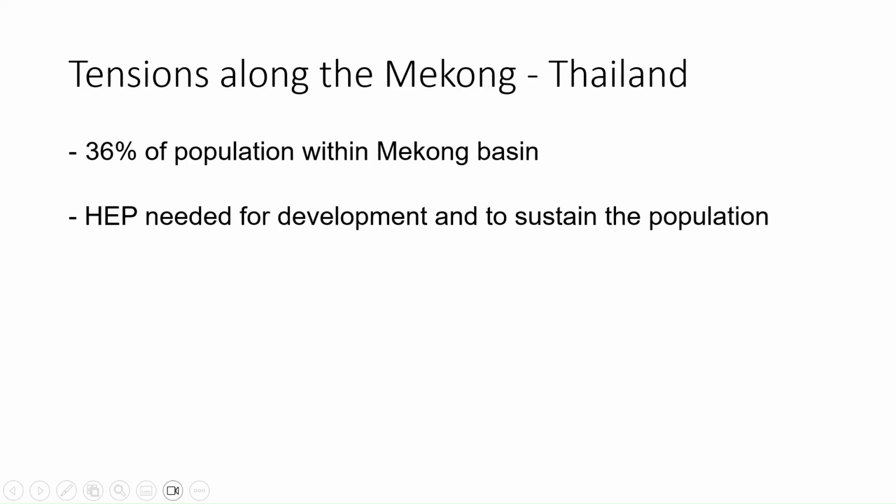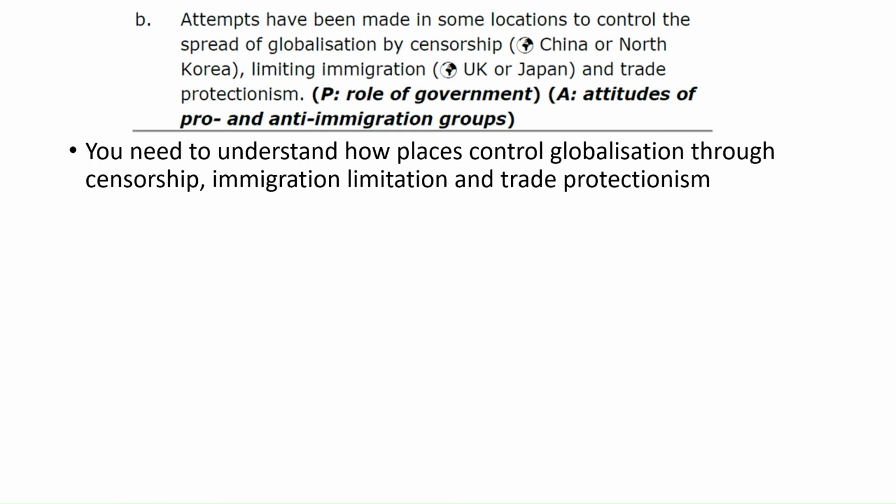And finally, Thailand. So 36% of the population lie within the Mekong Basin. So obviously a lot of people rely on it again. So damming upstream will again reduce flows and reduce the livelihoods of people within the basin, since 36% of the people in Thailand are here, and it will just threaten the economic livelihoods and the social livelihoods and their abilities to just survive from day to day.